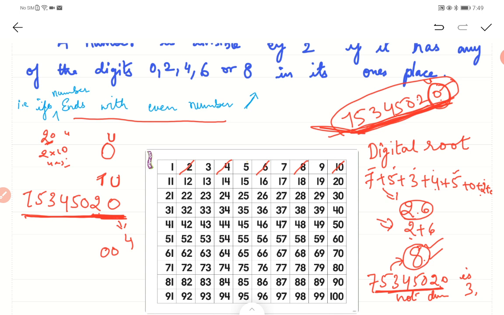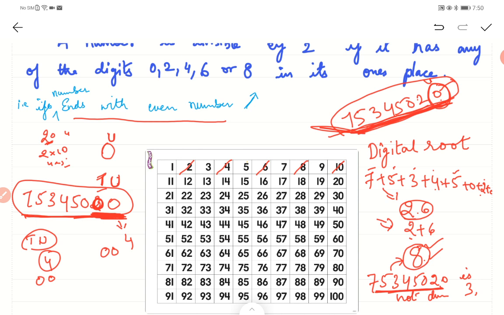And suppose if it was 0 0 here, immediately by looking at units and tens place, you can easily say that this is divisible by 4, because it is a rule that if the number in units and tens place is divisible by 4, or if it has 0 0 in units and tens place, then the whole number is divisible by 4. Hope I'm very clear about this.